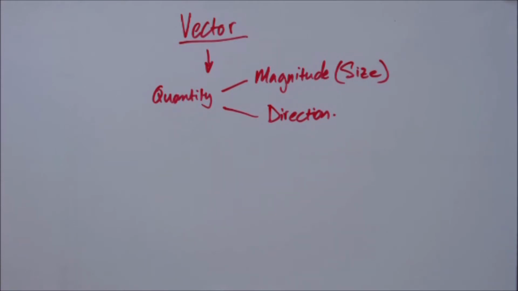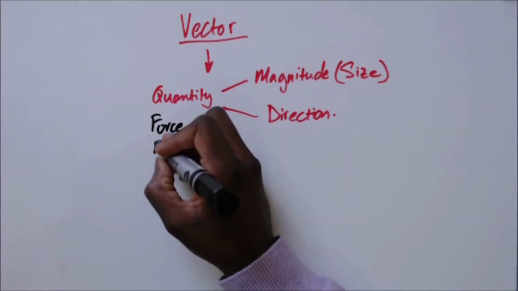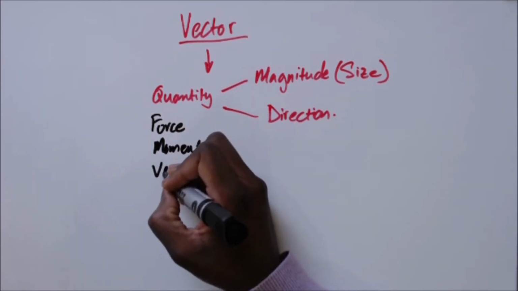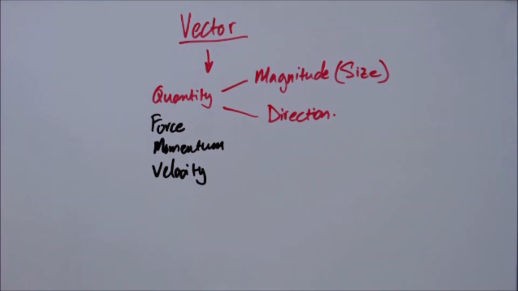There are lots of examples of vectors in our study of physics. Examples of vectors are things like force, momentum, velocity, and you can probably name a few others. Just think about that a moment and think about whether there are any other vectors which I haven't put on this list. There are a lot. Anything in physics which is a quantity that has a size and also has a direction will be a vector.